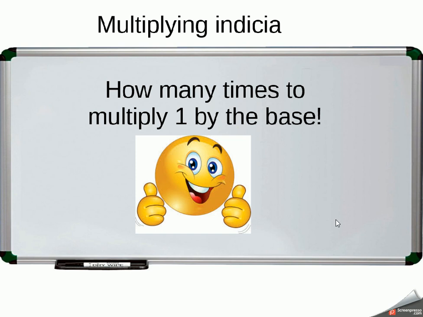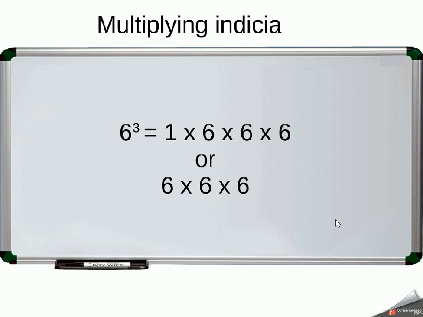So for instance, when we had 6 to the power of 3, we're multiplying 1 by 6 3 times. 1 times 6 times 6 times 6. But we often write this as just simply 6 times 6 times 6. Square numbers, cube numbers, they're all indicia.